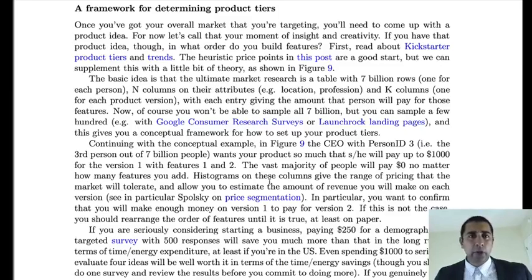Especially with a crowdfunder or a Kickstarter, this is actually quite important. What you should do is, the heuristic price points in this post over there, the blog, click that, take a look, look at these links, Kickstarter product tiers and trends. And that's all great. We want to supplement that with a little bit of theory, and I think the combination could be quite helpful.